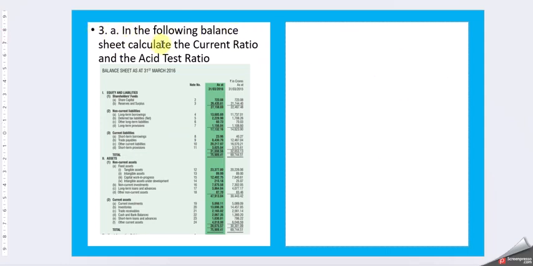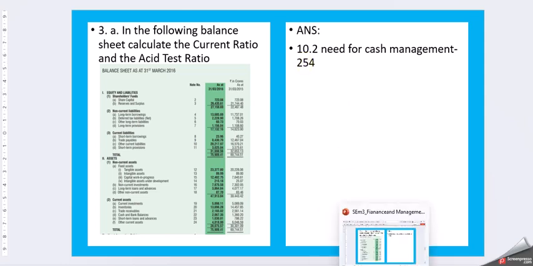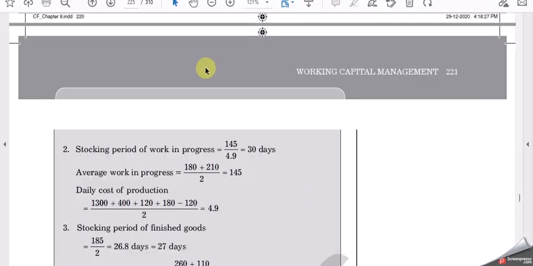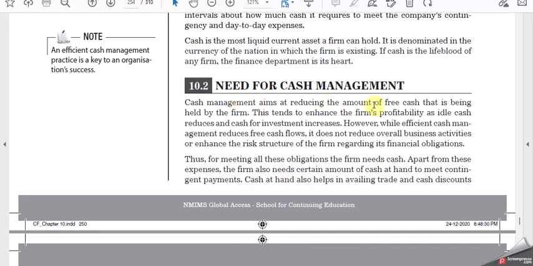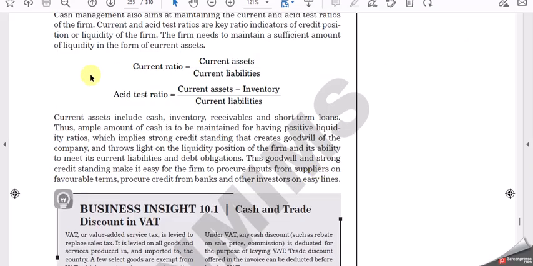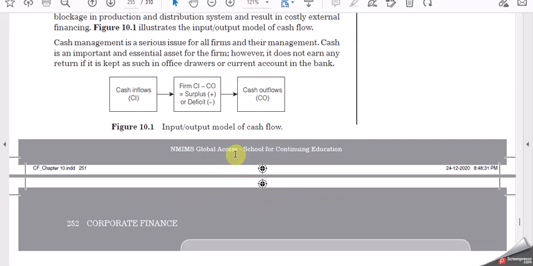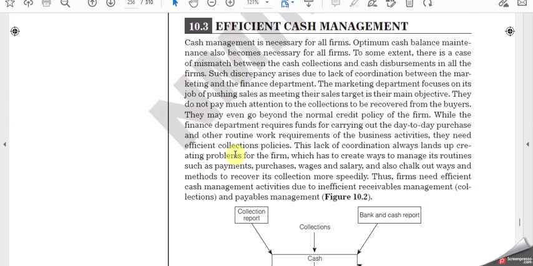3A. In the following balance sheet, calculate the current ratio and the acid test ratio. So this is the question. 10.2 is what we can get. 254. The information here, need for cash management. In this you have current ratio and acid test ratio for writing up.